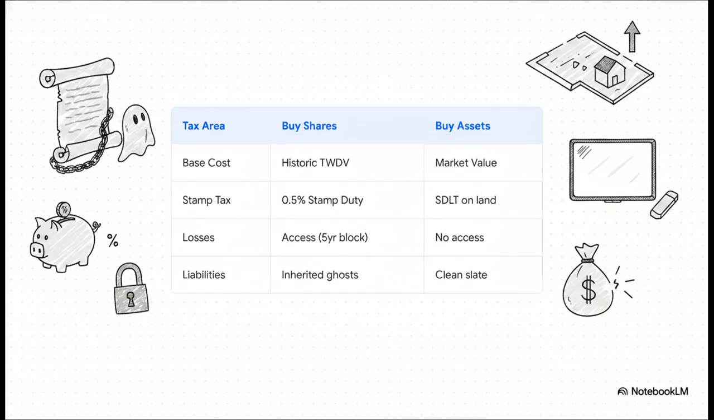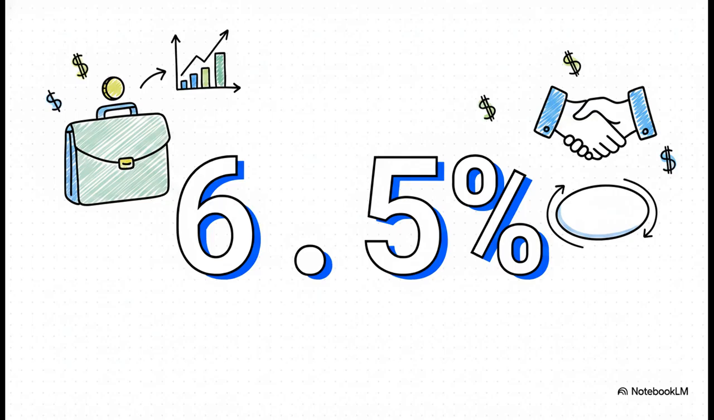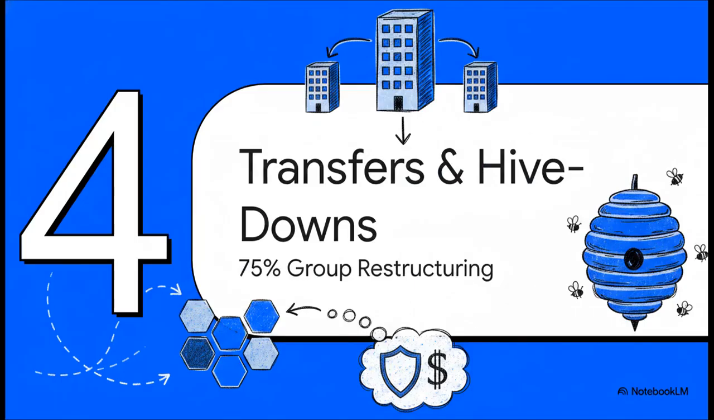Now, I want you to burn this specific figure into your memory: 6.5%. Since April 2019, buyers purchasing goodwill from an unrelated party in an asset purchase can actually claim a 6.5% annual deduction. To put that into perspective, it makes the clean slate approach of an asset purchase significantly more attractive, especially for businesses carrying a lot of goodwill. All right, Section 4.